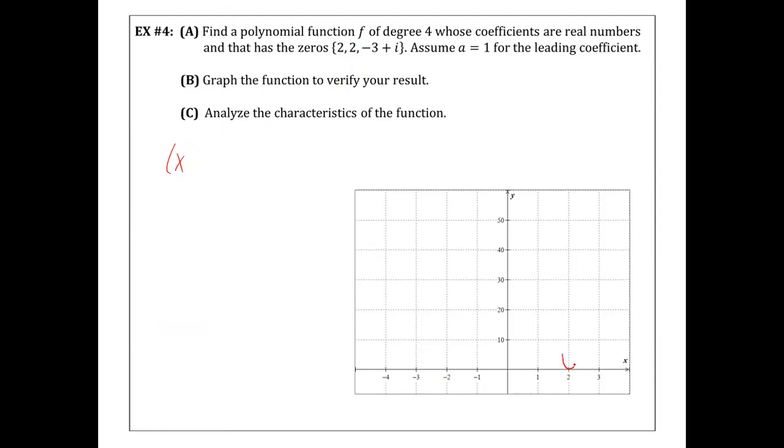It would be like a kiss at 2. Oh, negative 3 minus i. So it'd be x minus 3 minus i times x minus 3 plus i.